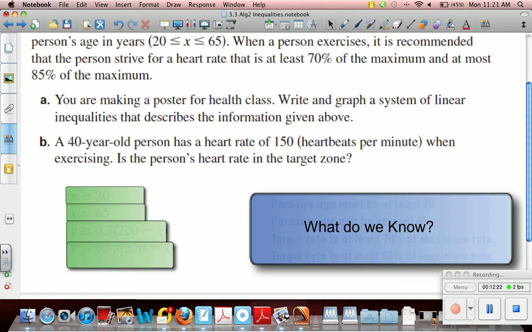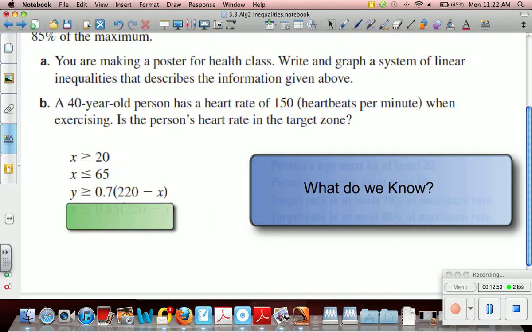And then part B, a 40-year-old person has a heart rate of 150 beats per minute when exercising. Is the person's heart rate in the target zone? So that's what we're looking for. So what do we know? We know that x has to be greater than 20, but less than 65. And we know that 0.7 is 70%, and 220 is the maximum minus x.